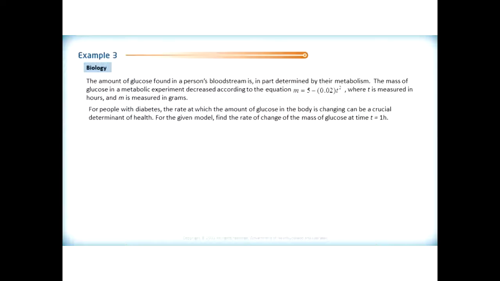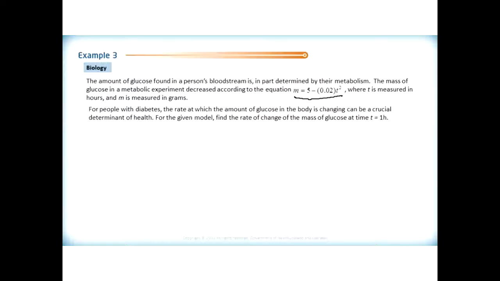And now we'll look at one for biology. This one has to do with the amount of glucose that's found in a person's bloodstream. It says that amount is in part determined by their metabolism. So the higher your metabolism, probably the faster you're going to use up your blood sugar, I guess. So the mass of glucose in the metabolic experiment decreased according to an equation. Oh, we love it when you give us an equation. So here's our equation. It says where t is measured in hours and M is measured in grams. So M is the mass of the glucose, and t is the time since the start of this particular metabolic experiment.